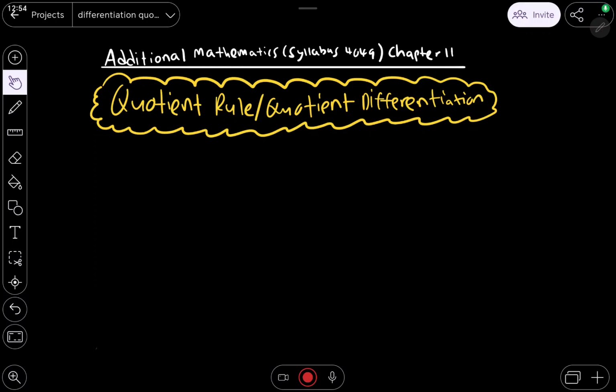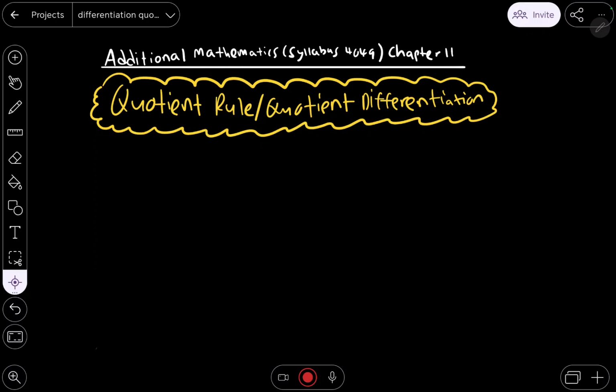Back to Additional Mathematics Syllabus 4049, where we look at Chapter 11 of our textbooks, which is also known as differentiation. And today, we are looking at another method, and it is the last method that you will need to learn for the Additional Mathematics Syllabus 4049 on Chapter 11 on differentiation. To solve differentiation questions, the last method will be in yellow here, quotient rule, or I call it quotient differentiation.